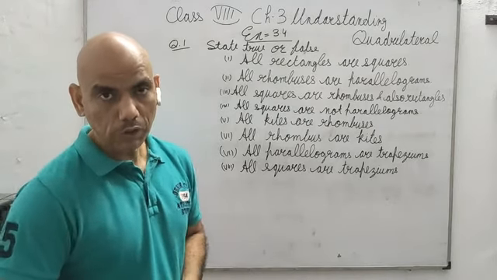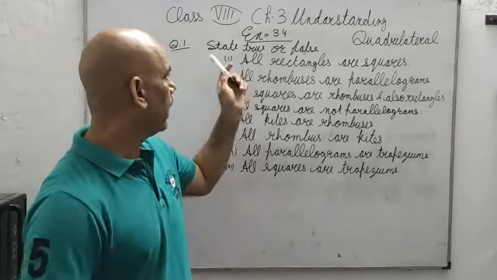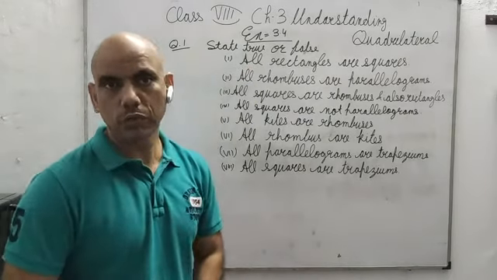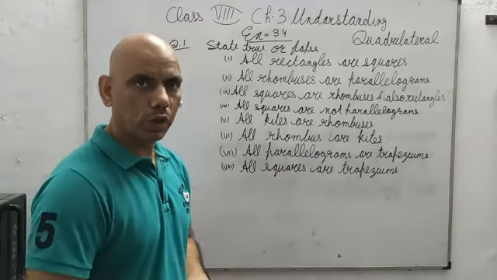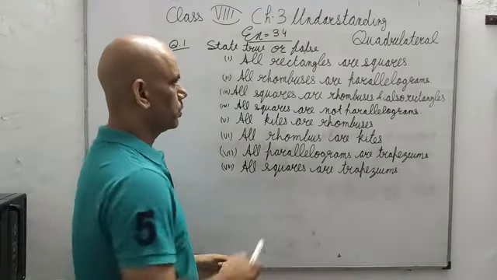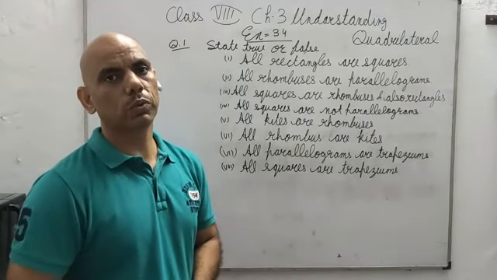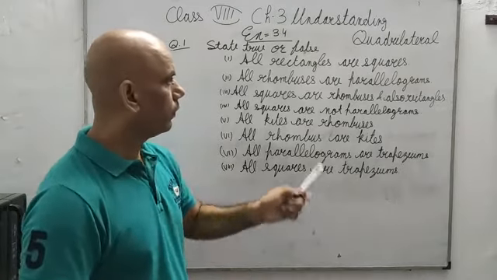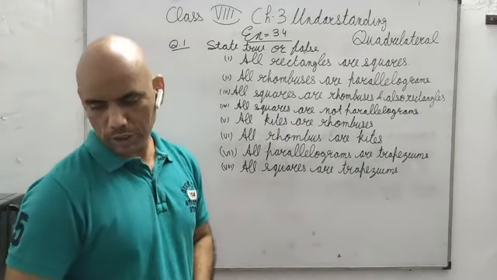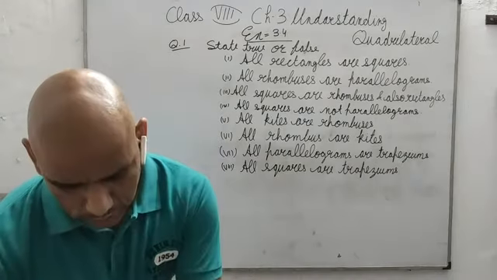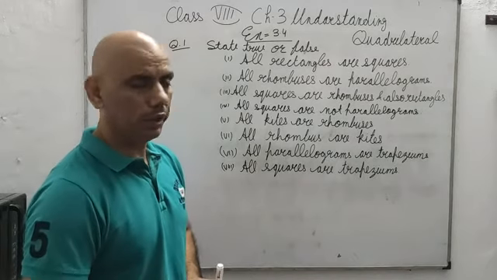Okay. So here is the first question of exercise 3.4, in which we will have to say whether each statement is true or false. Now, what is the criteria? How will we decide whether it is true or false? Like the first question, all rectangles are squares. So if a rectangle contains all the properties of a square, it is true. Otherwise, it is false. Okay. So does it happen? No, it doesn't.